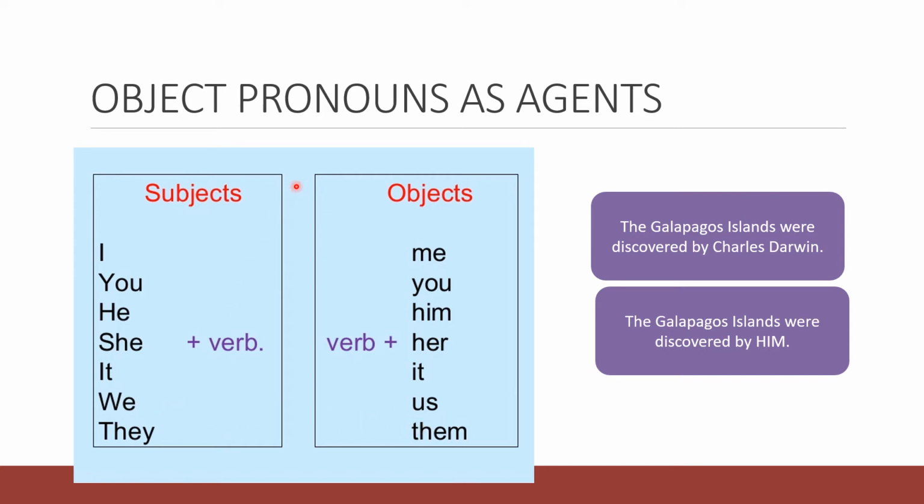Also notice another difference. The verb is after the subject pronoun, while the object is after the verb, because the object is going to receive the action of the verb. So let's see how we can use this. We can say the Galapagos Islands were discovered by Charles Darwin, or the Galapagos Islands were discovered by him. Him replacing Charles Darwin, that in this case is a he.